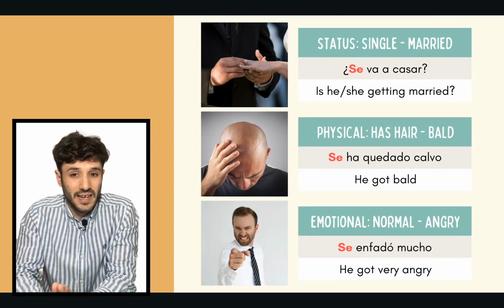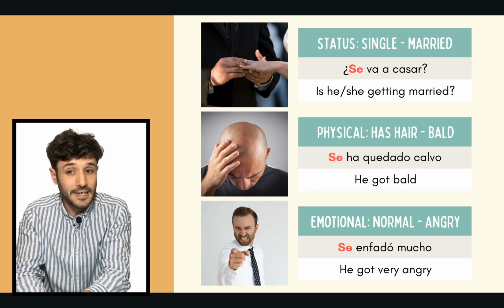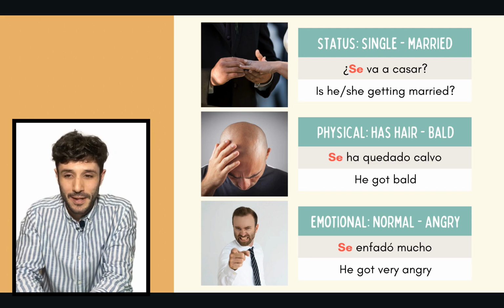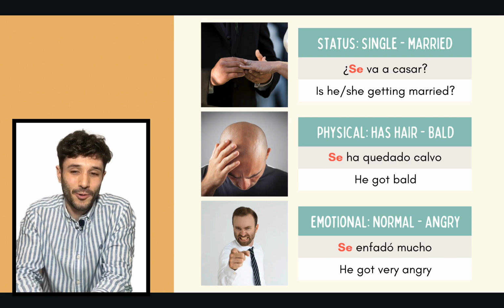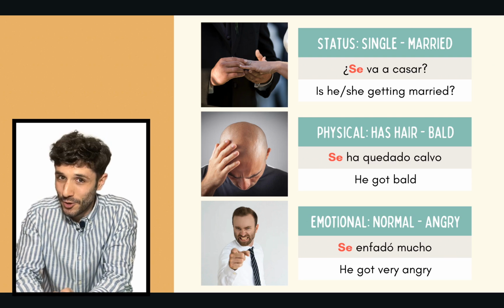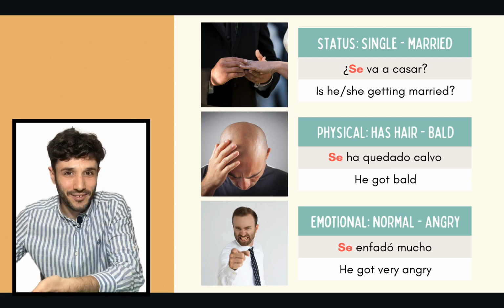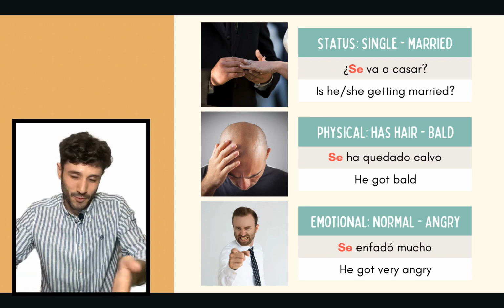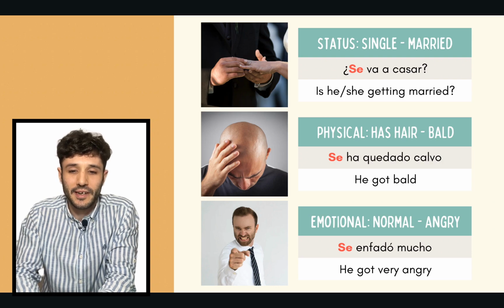So, change of state can be a general change, for example, here status, from single to married, se va a casar. It can be physical, for example, from having hair to going bald, se ha quedado calvo, okay? So again, here, I'm not describing how the person looks at the moment, I'm telling you he lost his hair. Basically, something happened and he lost his hair. Well, maybe nothing happened, right? But I'm highlighting the change of the physical appearance.